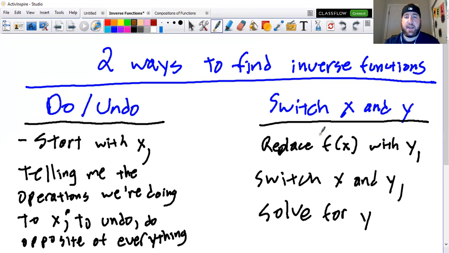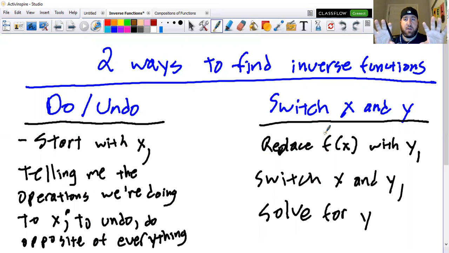So switch x and y. So you have f of x equals a function, okay? We replace f of x with y. We know f of x and y are interchangeable, okay? So we take out f of x, put y in. So now I've got y equals some kind of equation, okay?